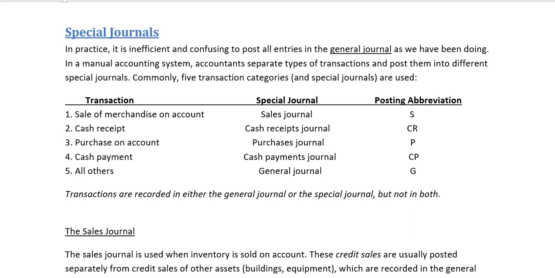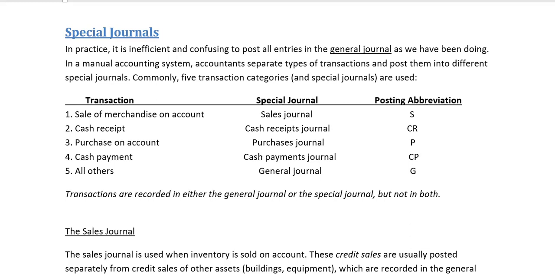So 1, we have sale of merchandise on account. This is posted in the sales journal, and the posting abbreviation is S. So you'll see that when you get referencing happening. After you post information from the sales journal to somewhere else, you'll have a reference to S, which is a quick and easy way to reference back where the information came from.